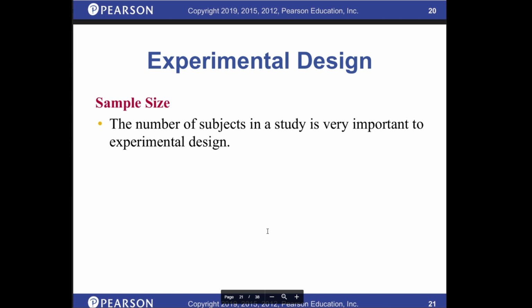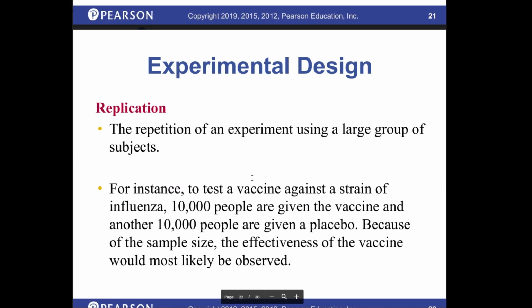And then sample size, the number of subjects in a study, is very important to experimental design, for sure, because if you only have one person testing one thing and they say one thing, it's not going to be as powerful and as meaningful compared to having 1,000 people doing the same thing, since you will get more results and more possible answers. And then replication is like a repetition of an experiment using a large group of subjects.